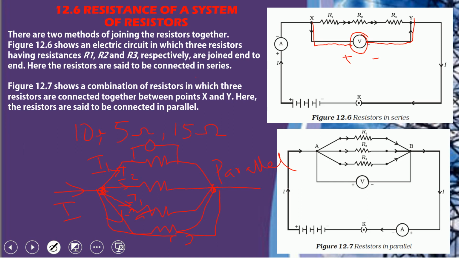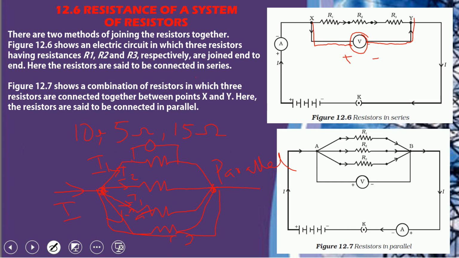Understand? In the series combination, the current passing through each resistance remains the same. In the parallel combination, the potential difference across each resistance remains the same. Understand the difference? In series combination, the potential difference is different. In parallel combination, the potential difference across each resistance is the same. There, the current passing through each resistance remains the same. Here, the current passing through each resistor is different.